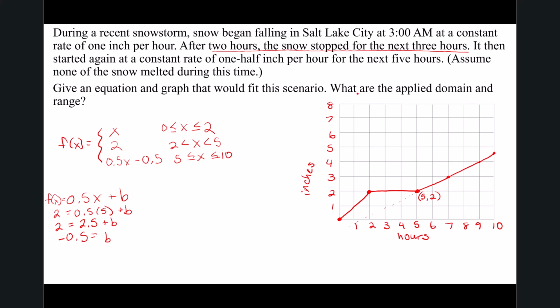Now let's look at the last question. What are the applied domain and range? That means, in this context, what are the domain and range? The domain in this context is 10 hours, from hour 0 to hour 10. We've accounted for all 10 of those hours, and we can see that on the graph. For the range of this function, we started at 0 inches of snow, no snow. And if I look at my graph, I can see we end at 4.5. So my range ends at 4.5 inches of snow.